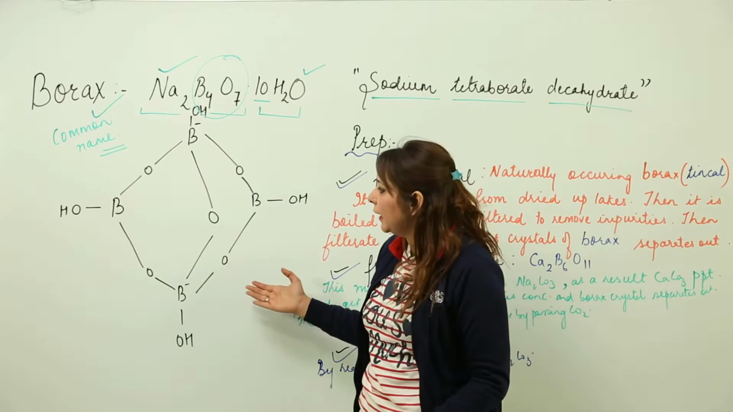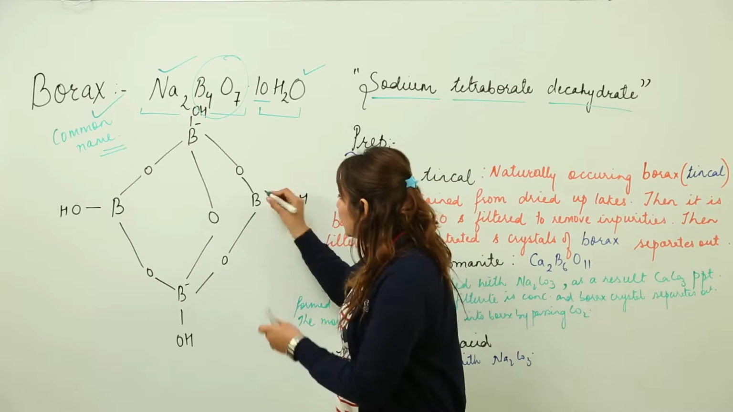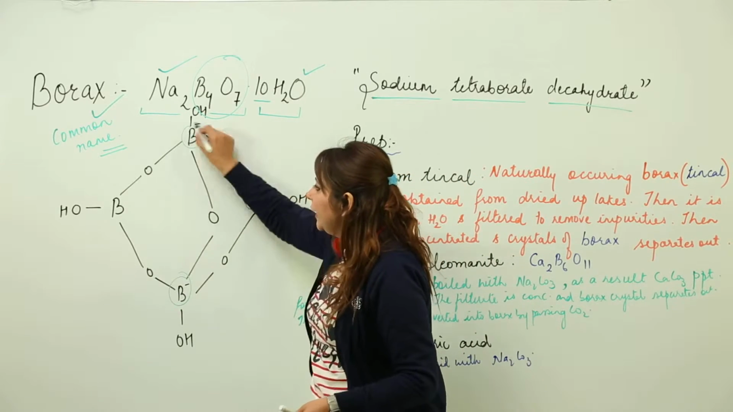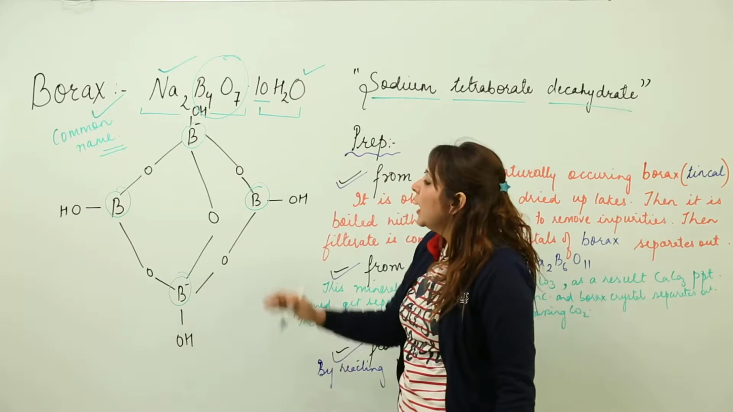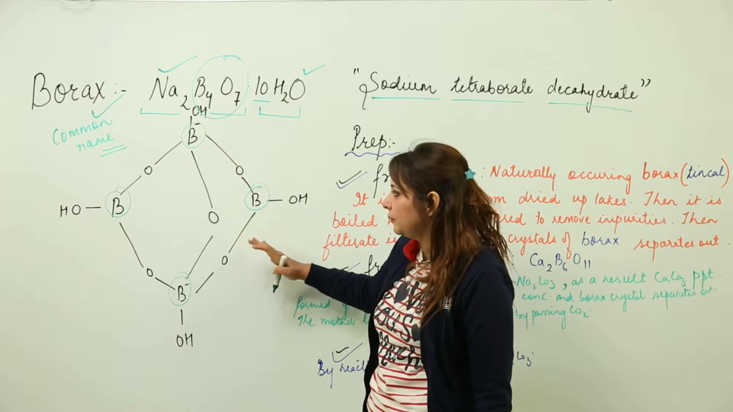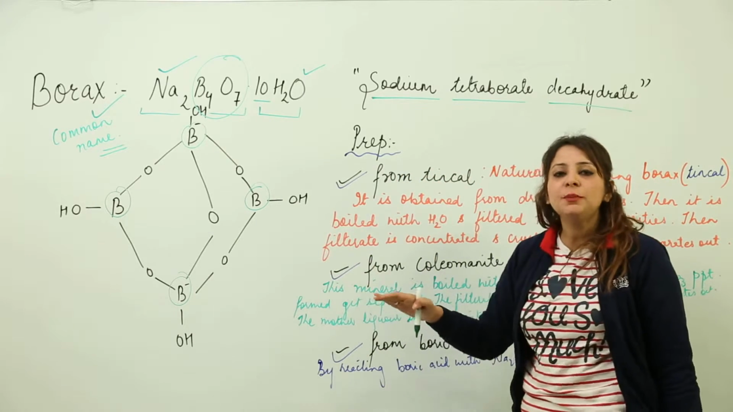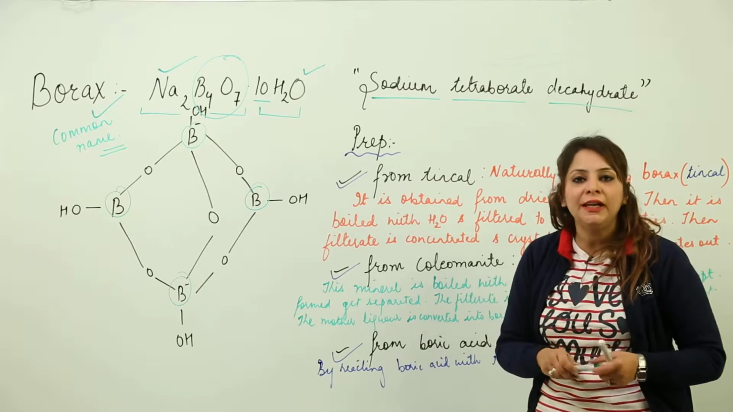If we see the structure, we'll see that they are arranged in this manner. As you can see, there are 4 borons: 1 boron, another 3, and this is the 4th one. And how they are linked with the oxygen and the water molecule, you can clearly see in the figure. So now we'll start with the preparation, how we can obtain borax.